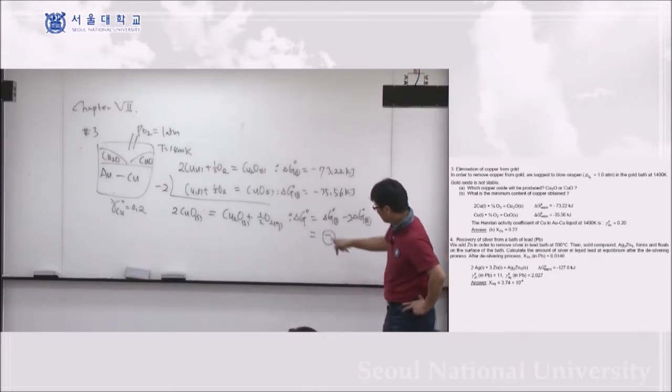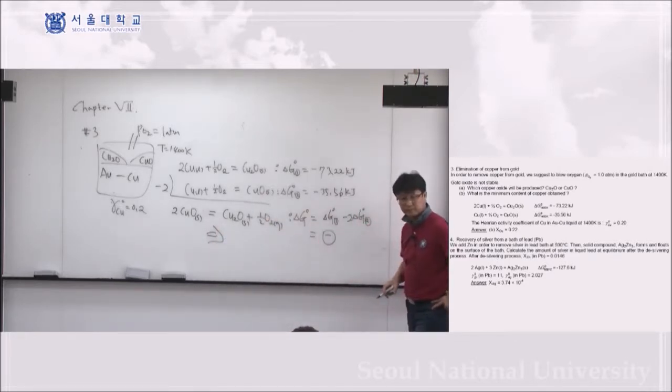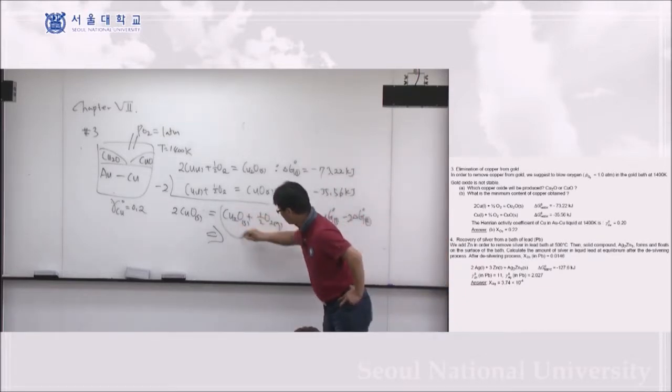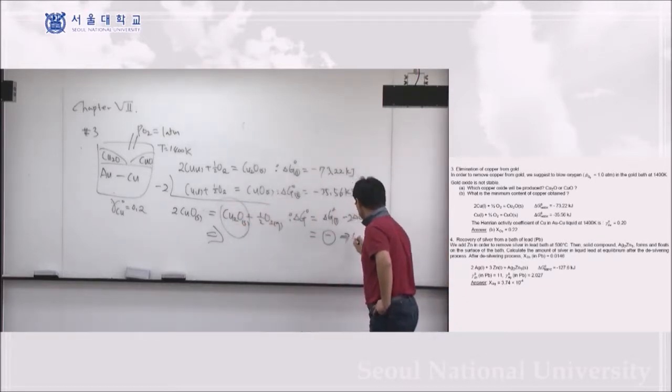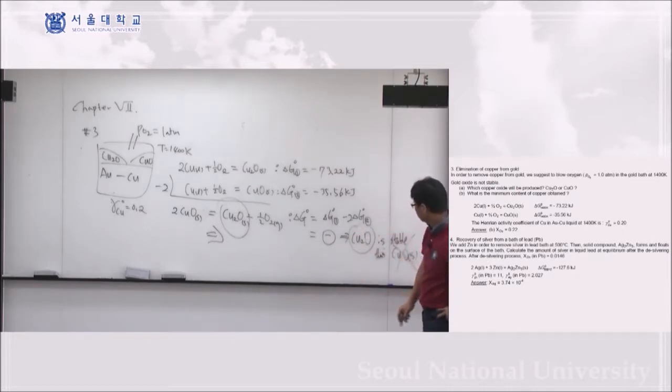That's the only thing I need. So if it is negative, it means my chemical reaction is the forward reaction. So that means Cu2O is stable, then CuO solid. So this is now forming and this is forming. Yes, I mean, the partial pressure PO2 equal to 1. So all the activities equal to 1.